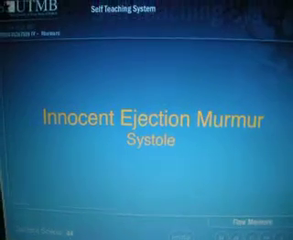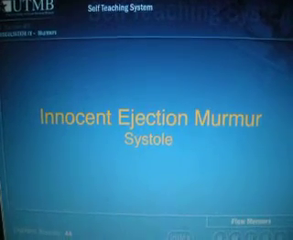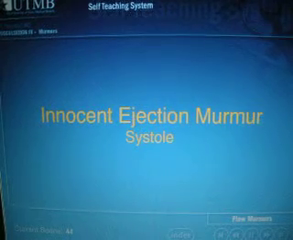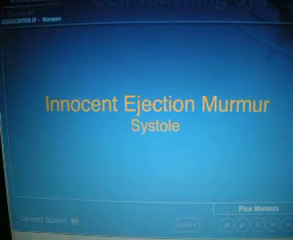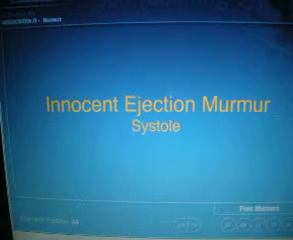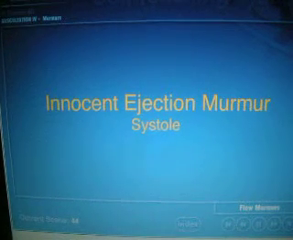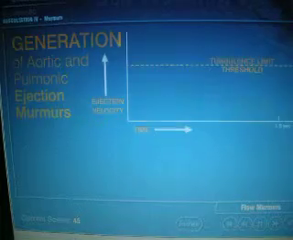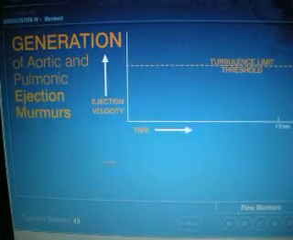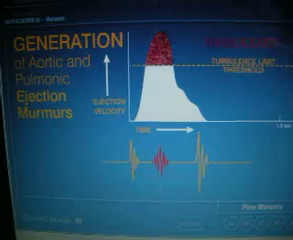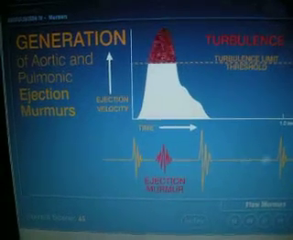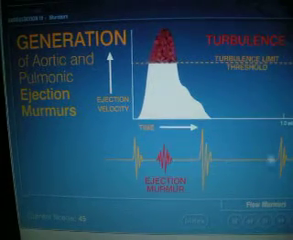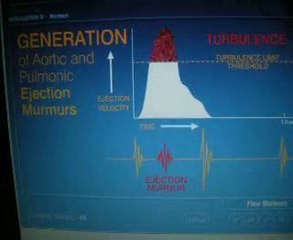An innocent ejection murmur occurs in many normal people whose aortic or pulmonic valve ring is slightly small or whose initial systolic blood flow is greater than usual. The result is that the first portion of ventricular ejection exceeds turbulence threshold, and the ejection murmur is produced. This murmur is often present throughout the patient's life.